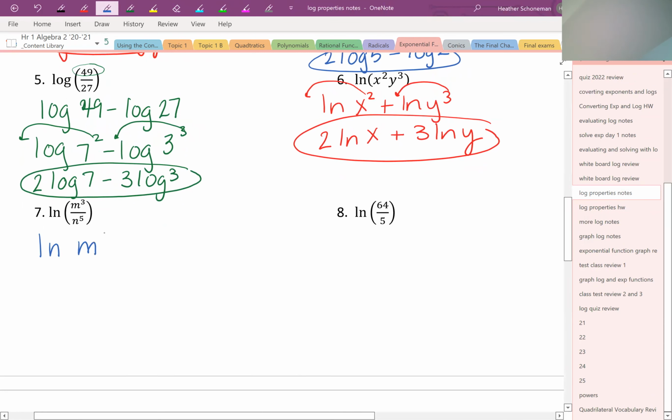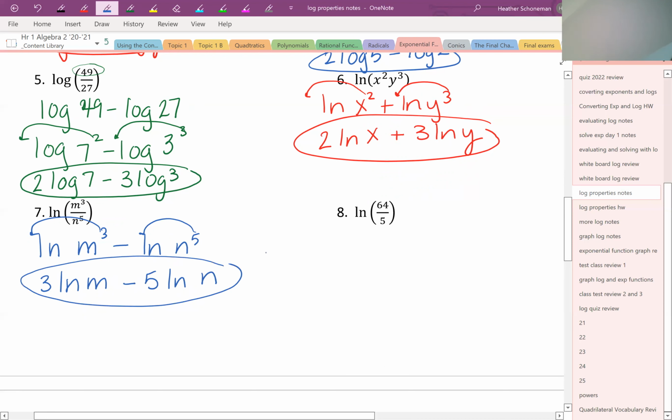Okay, number 7, it's division, so I'll separate with subtraction. So the natural log of m to the 3rd minus the natural log of n to the 5th. Move the exponents in front. So I have 3 times the natural log of m minus 5 times the natural log of n. I know, poor choice of variables.